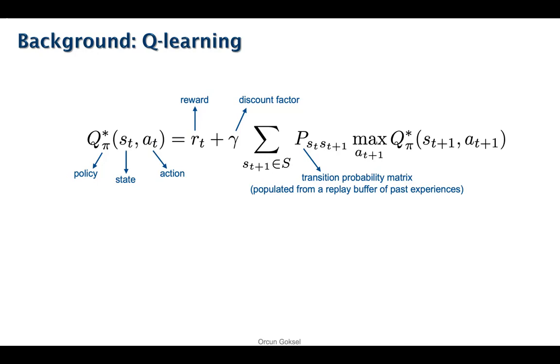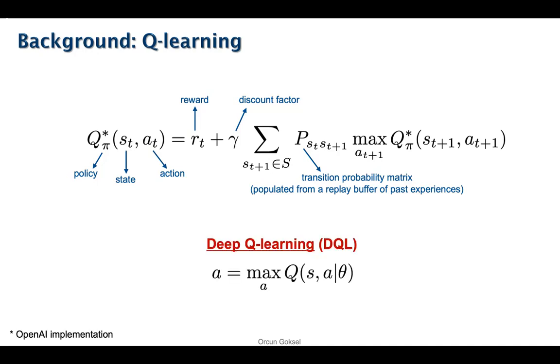In traditional Q-learning, a table of Q values for state-action combinations is iteratively updated to converge to an optimal Q function. In deep learning, a neural network with parameters theta is used to approximate the Q function, which allows choosing the optimal action. For this, we use the OpenAI implementation in this work.